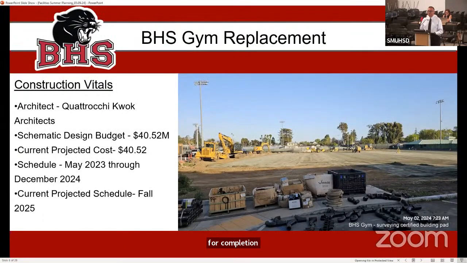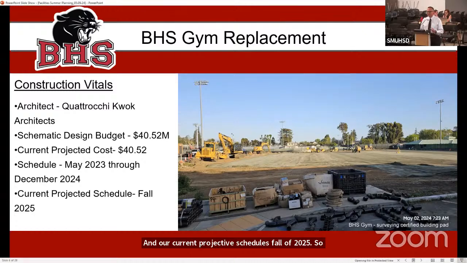Burlingame High School gym replacement, exciting things happening here. Obviously, the site is excited to see so much going on. QK is our architect, and our schematic design budget is 40.52 million. Current projected cost is 40.52. Our schedule is May of 2023 through December of 2024, and our current projected schedule is fall of 2025.